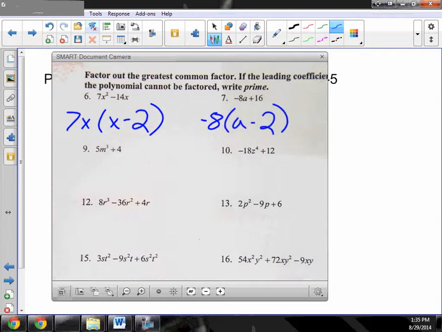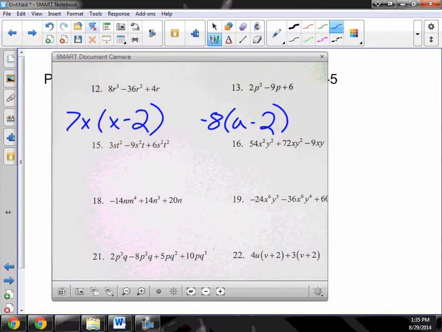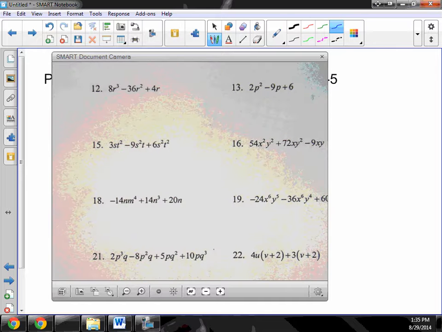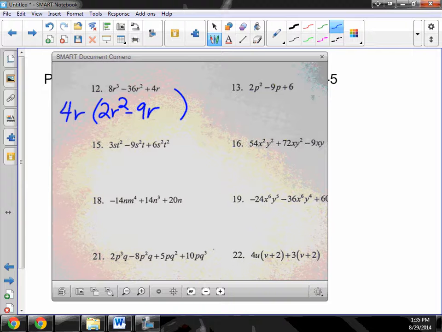Take a look at, let's do number 12. What can I pull out of 12? 4R. So 4R. What's left? 2R squared minus 9R. Well, if I had a 4R and I take out everything, what's left?